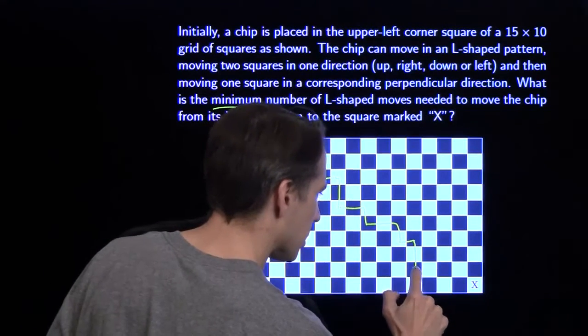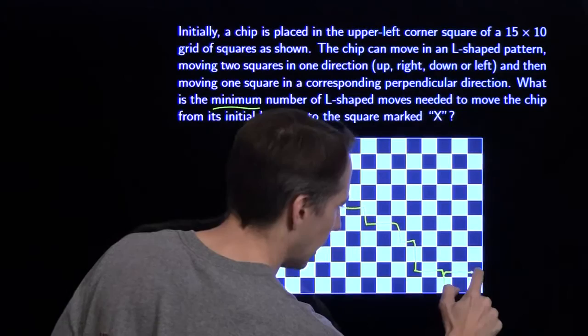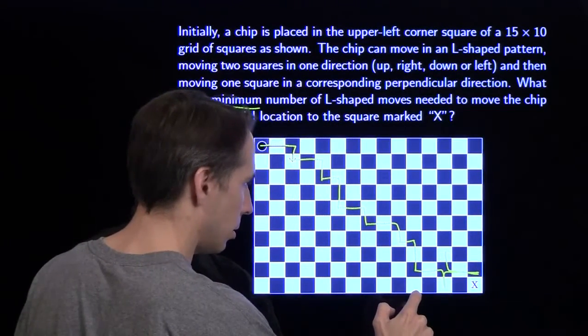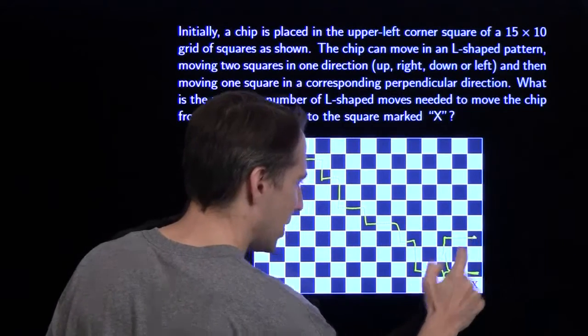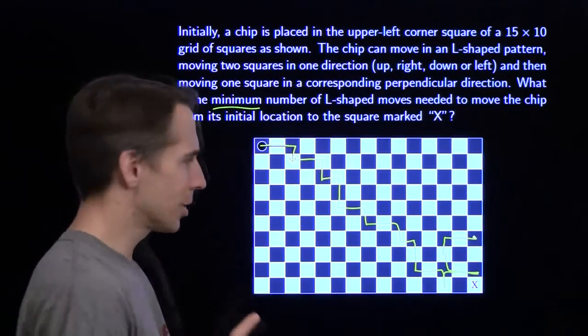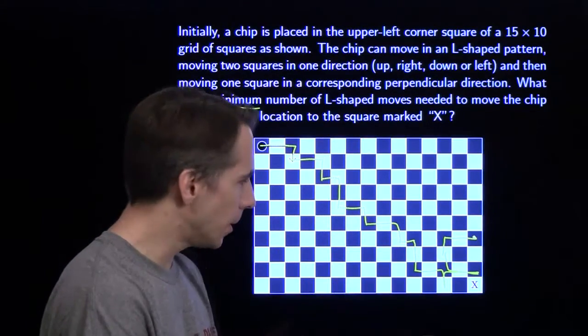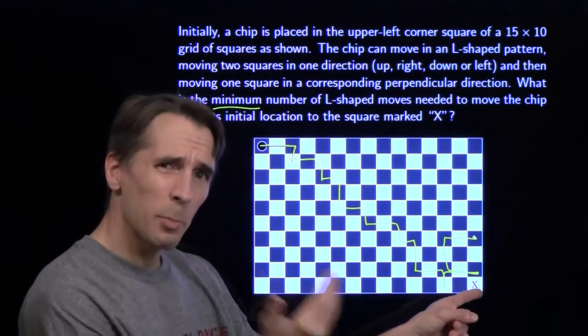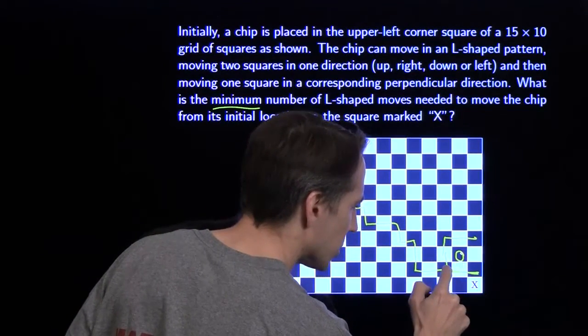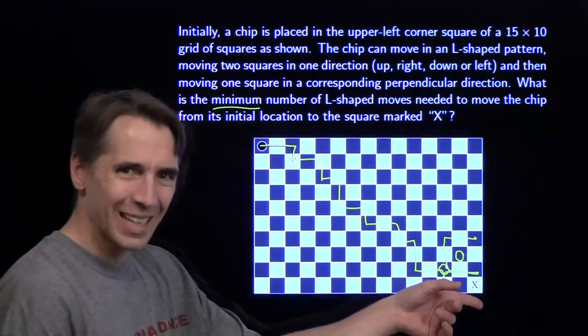Let's see, 6, 7, 8, 9, 10. All right, now I'm going to stop and I'm going to actually try to do something smart because I'm kind of going around in circles here. I want to get to this X. I'm going to think backwards a little bit. How can I get to that X? Well, I can aim for this spot or this spot. These are the only 2 spots that can get to the X.